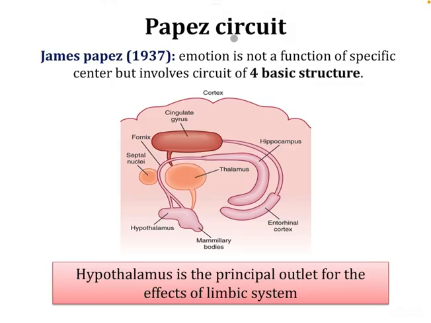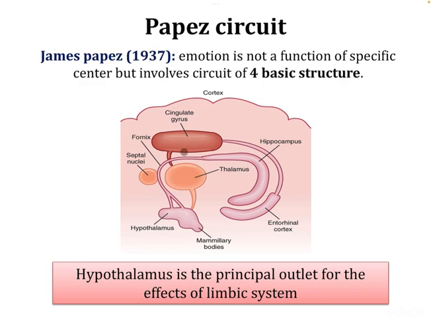Papez circuit. It was explained by James Papez in 1937, which suggests that emotion is not a function of specific centers but involves a circuit of four basic structures. These four basic structures are the cingulate gyrus, hippocampus, hypothalamus, and then thalamus.